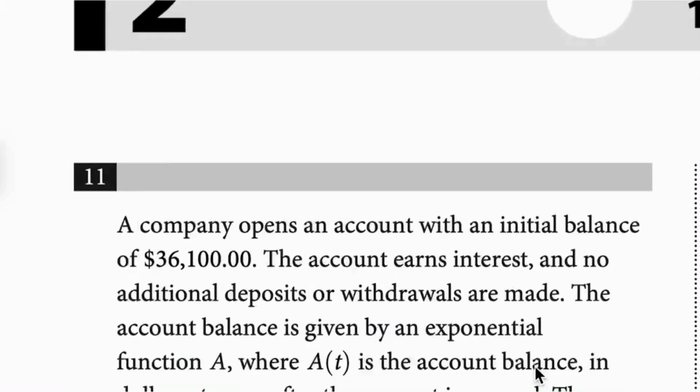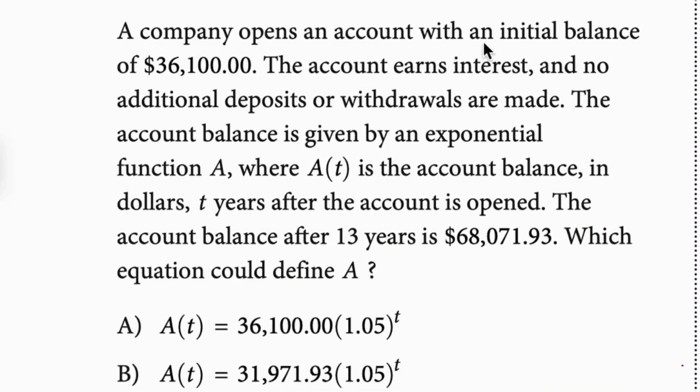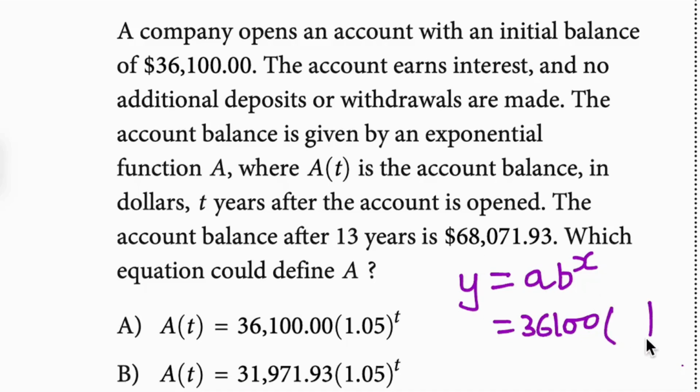Let's go back to the question. A company opens an account with an initial balance of $36,100. So if I say y equals a b to the power x, 36,100 is the initial amount. The account earns interest and there are no additional deposits. That means there is no extra money. You have to calculate only this much. After t years, the amount is this much. See, the amount is increasing, so here this value has to be greater than 1. Here it is time, and that is the amount of t, which is given here.